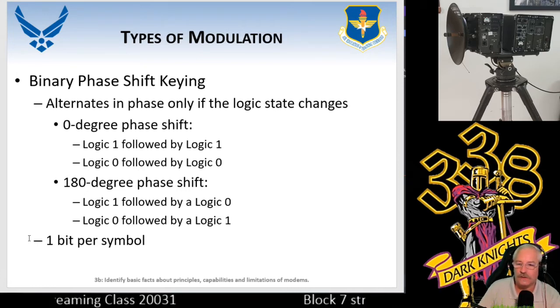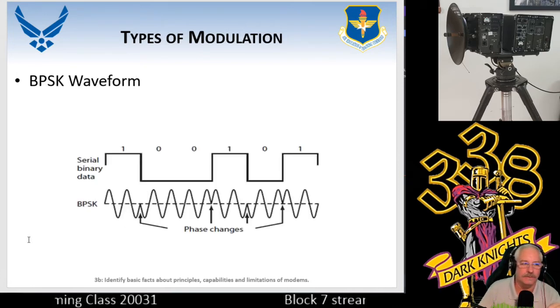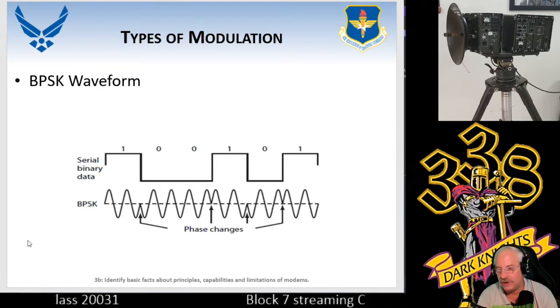So those are the 3 that have 1 bit per symbol. This is BPSK. You can see that every time we change the logic, in other words, a 1 to 0, you'll see that we have a phase shift. From a 0 to 1, we have another phase shift.